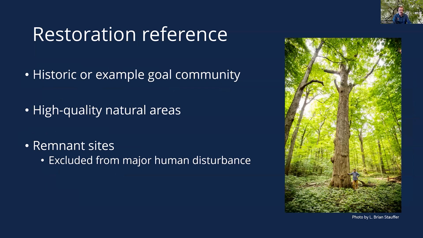Kind of in contrast to this novel ecosystem idea is the idea of a restoration reference. And what we're looking at here is really a historic example of a community or an ecosystem that we have in our minds as a target for what we want to restore our systems to. And so these are normally high quality natural areas. They're often remnant sites that have been excluded from major human disturbances, and they're pretty rare across the landscape. So it can take some time to find a good restoration reference. And a lot of the rest of this presentation will cover how to do that and certain other topics that we need to consider.